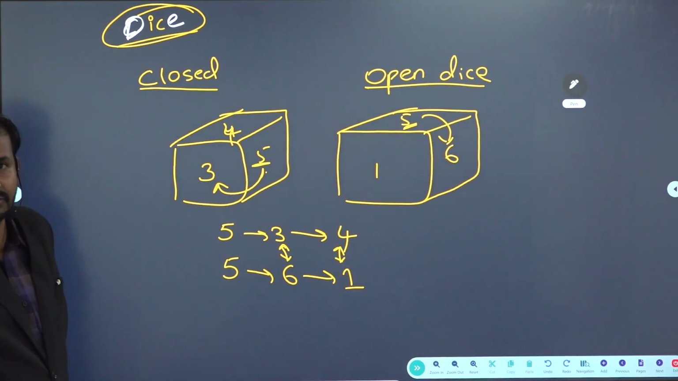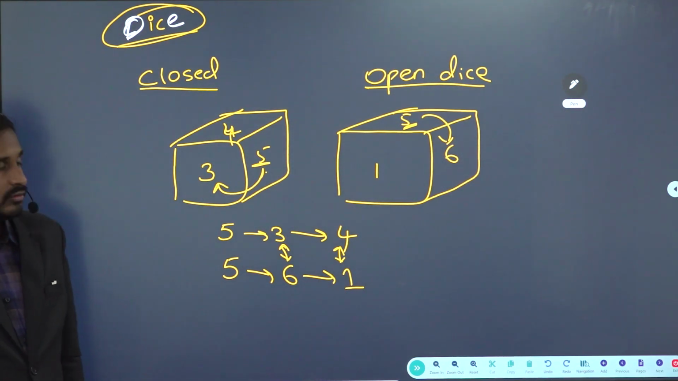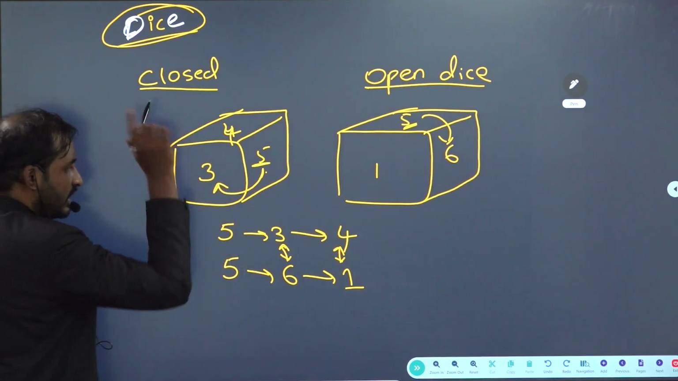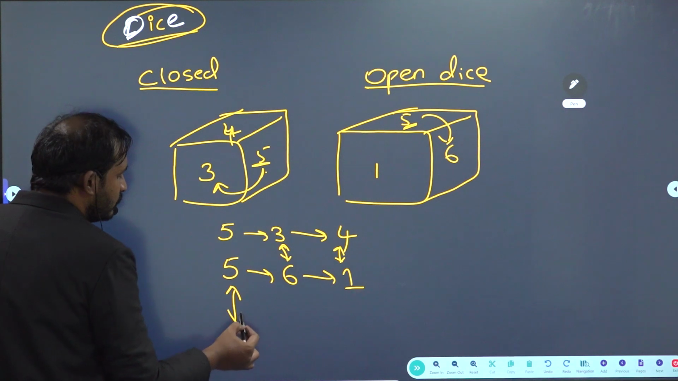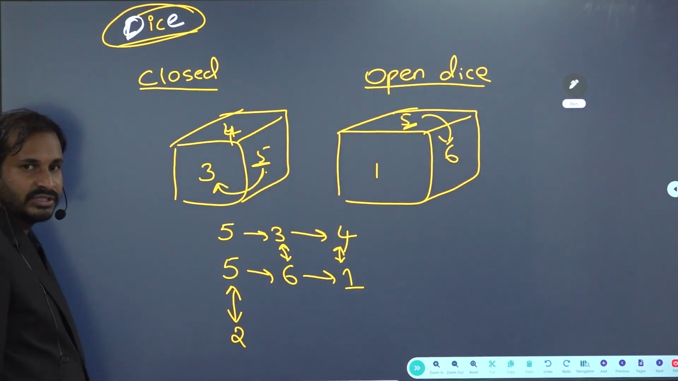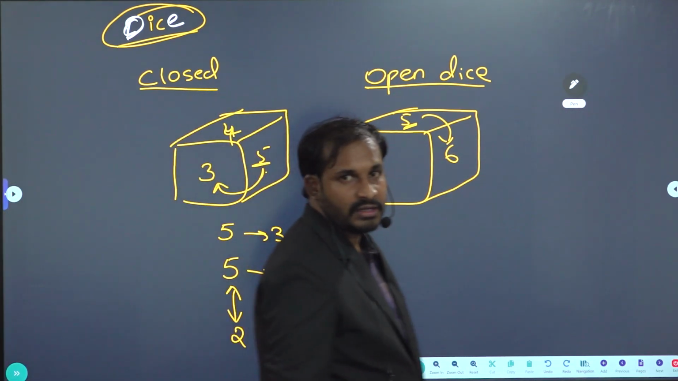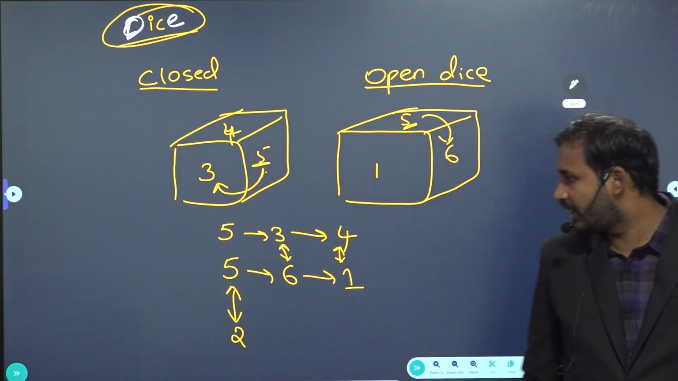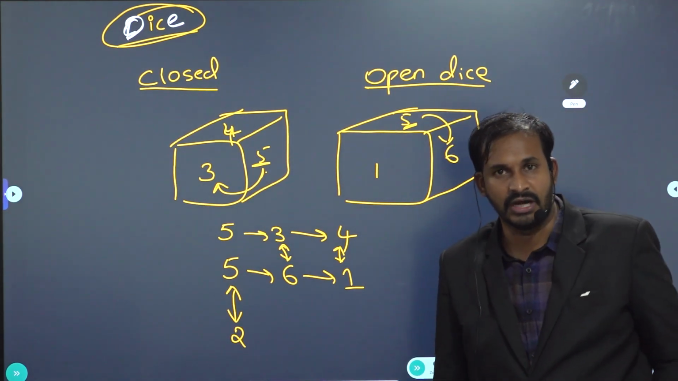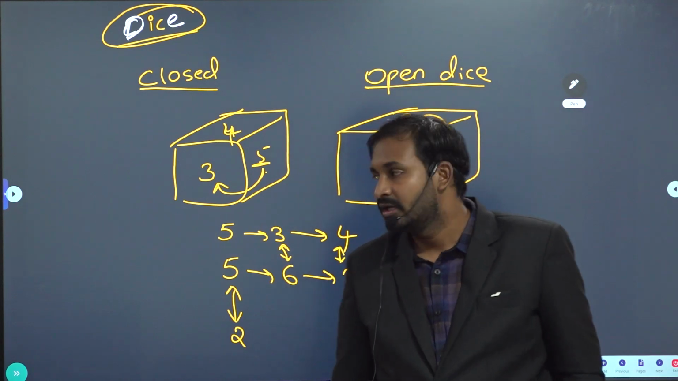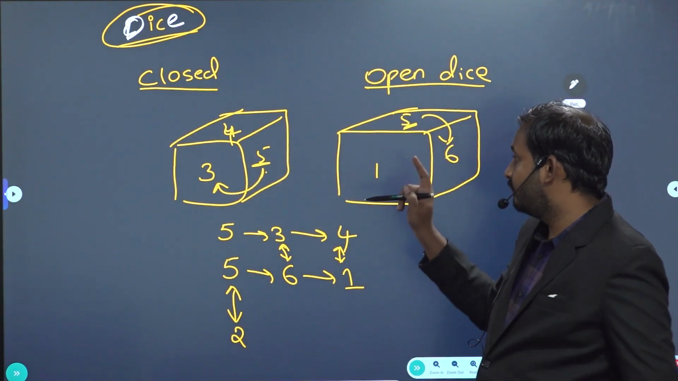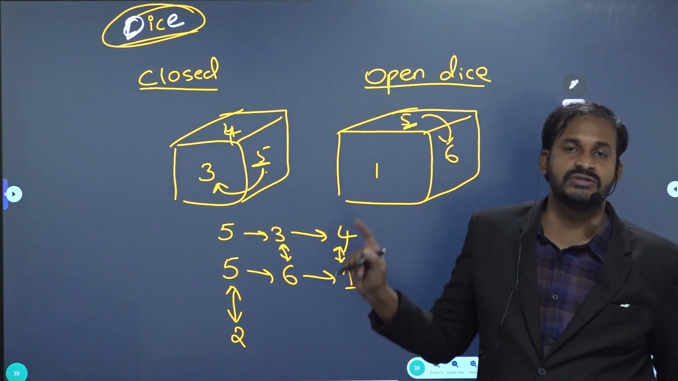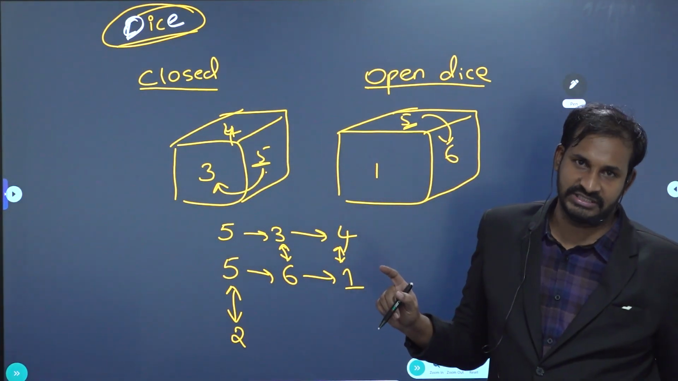3 is opposite to 6 and 1 is opposite to 4. The only number left for us is 2, and that 2 will be opposite to 5. The only number left will be 2 and that 2 will be opposite to 5. Understood? Is it clear? So if there is only one common number between two dice, you should move in a clockwise direction.